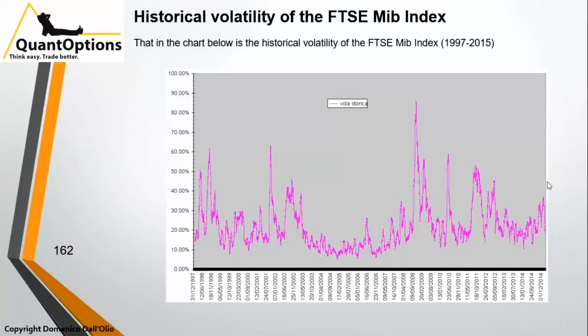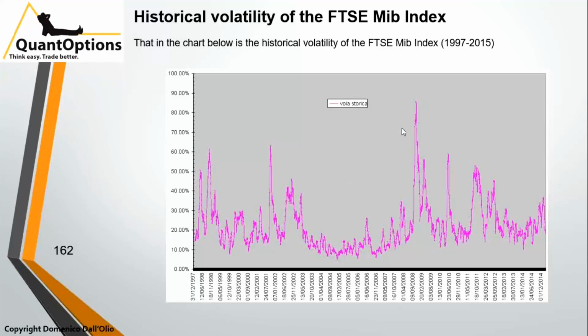In the following chart, we can see the historical volatility of the FTSE index between the years 1997 and 2015. As you can see, it's a very nervous curve. Okay, the historical volatility can change significantly from one period to another. It usually stays most of the time between 10 and 30%, more or less, but sometimes we have some spikes in the values of the historical volatility.